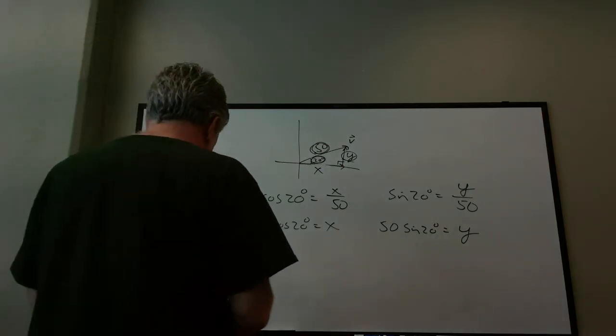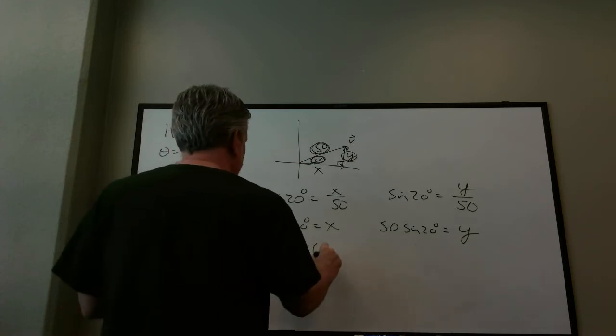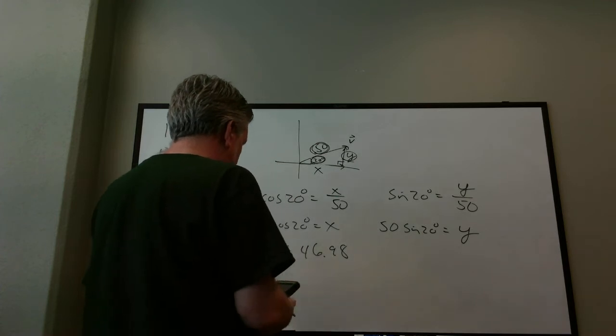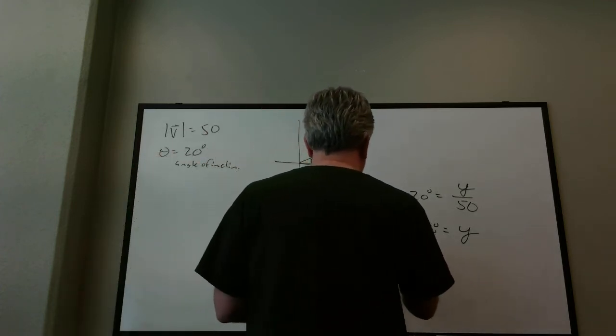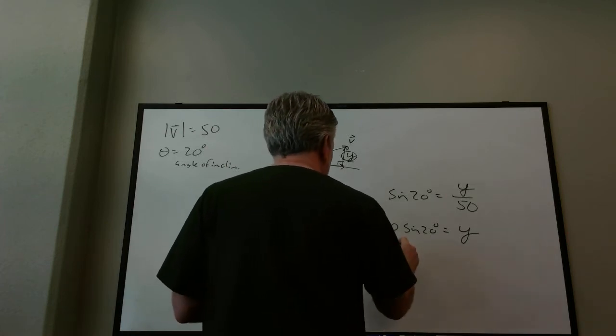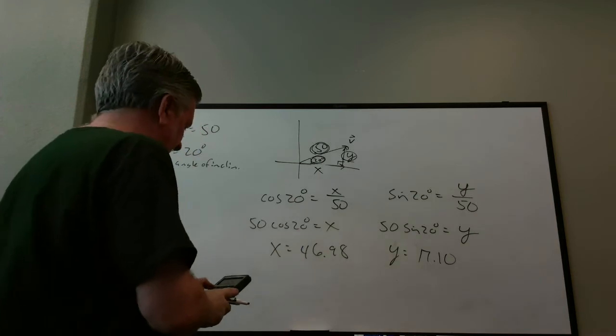So I'll punch these in. 50 cosine 20, so x here is 46.98, two places, and 50 sine 20, y is 17.10. There's no units. I don't know what the 50 is.